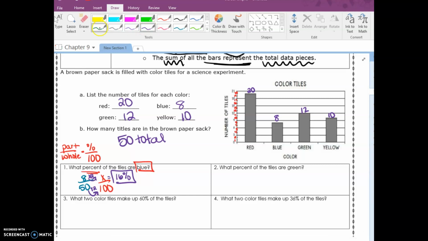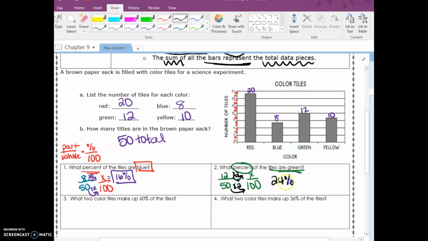So I'm going to look at green. There's 12 tiles for green. I want the percent again for the green. So there's 12 out of 50 equals x over 100. What's nice about this again is it's 50 to 100, which is times 2. So I'm also going to do 12 times 2, which is 24%.